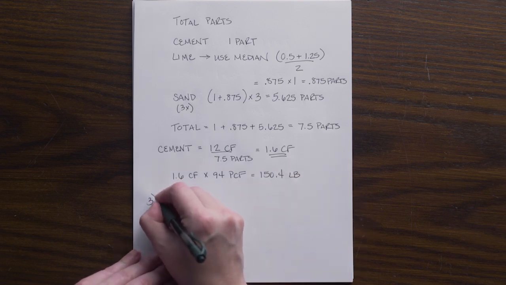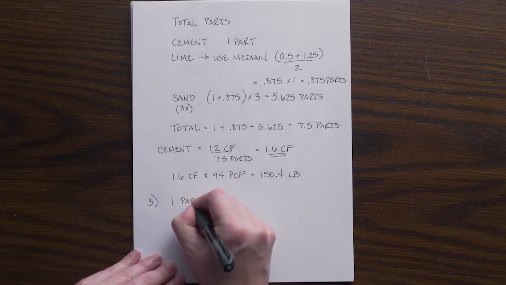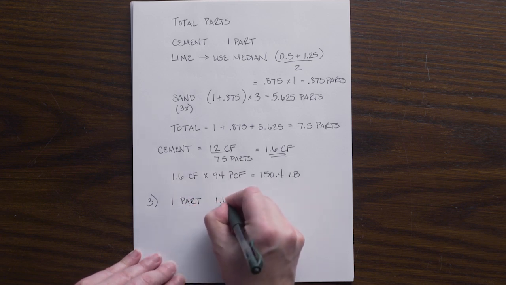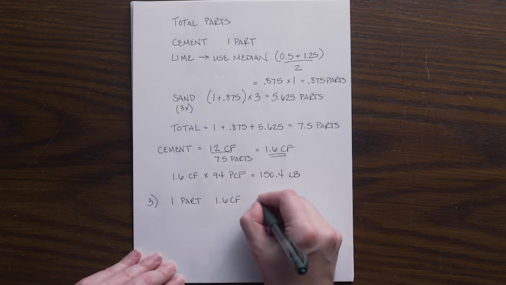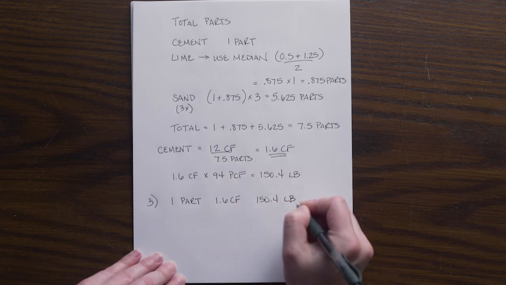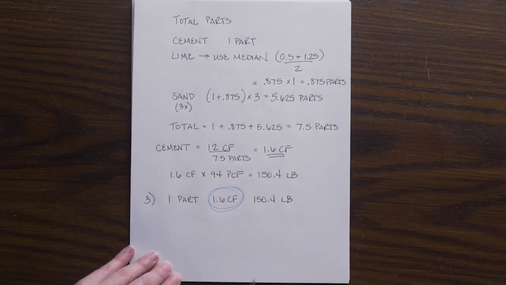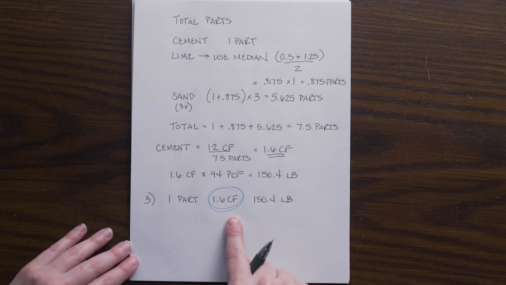So if we're looking at the answers for number 3, it is our 1 part of our cement, our 1.6 cubic feet volume, and 150.4 pounds for our weight. And again, now that we have our volume for our cement, we base the rest of our calculations off of this volume, and we don't look back at what our batch size is.